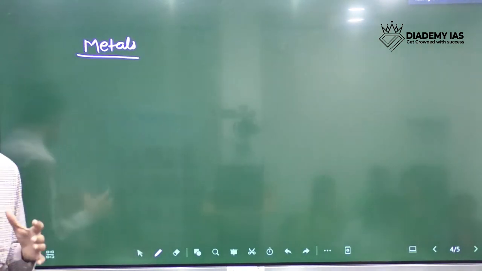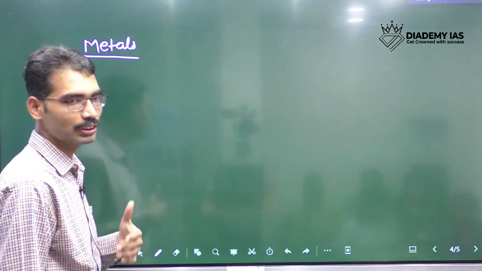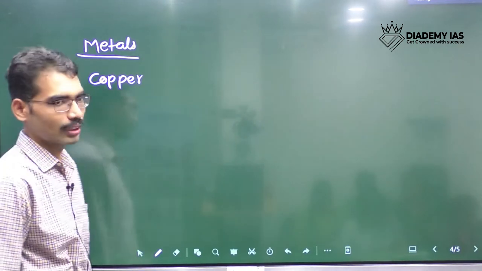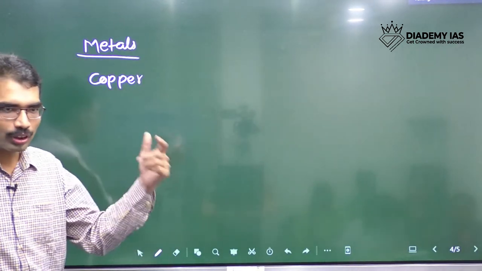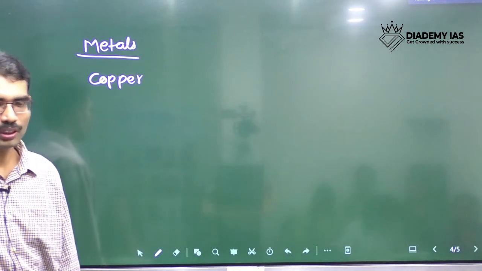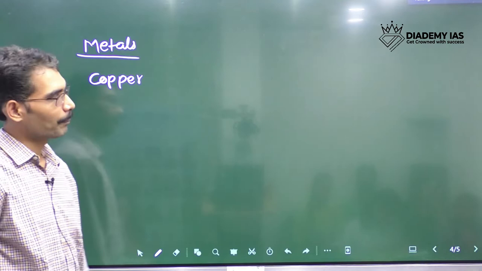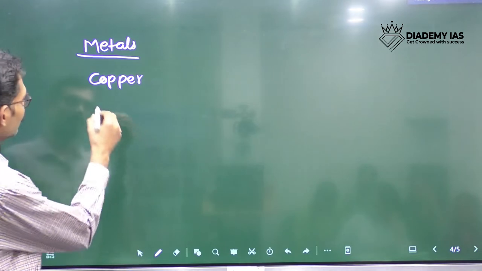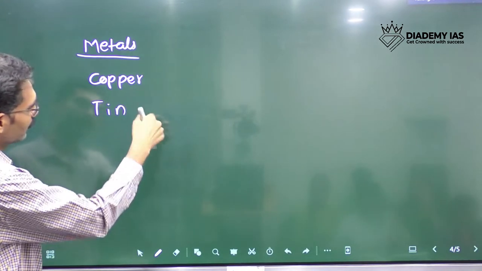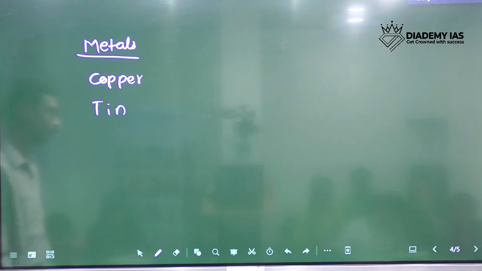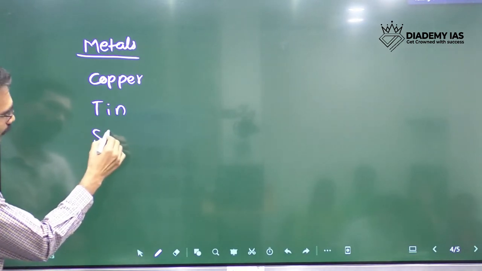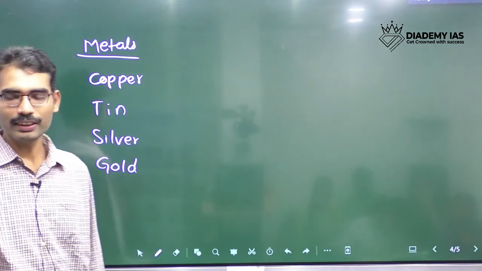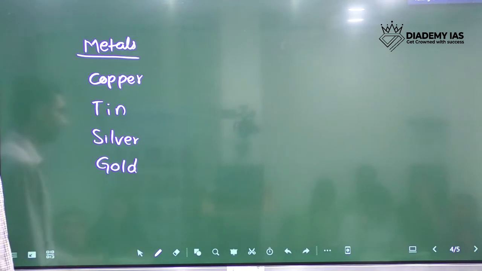What are the metals? Do we know? What is the first metal used by human beings? Then, if you remember the Harappans, what metals did they know? Bronze they knew. Bronze came after mixing with what? Tin. Copper and tin mixed, a bronze alloy will come. Then what other metal did they know? Silver they knew, gold they knew, and in the later Vedic time period, which metal? Iron.